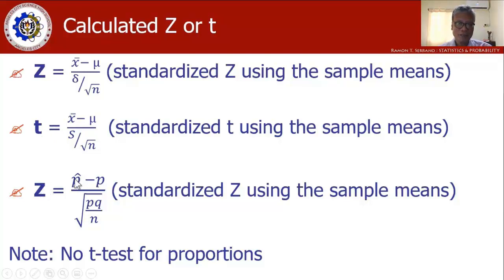And there is this for proportion: p hat minus the population proportion p, over square root of pq over n. And if you notice, there is no t-test for proportion. Take note of that. So you only have these three very similar and very easy to remember formulas.